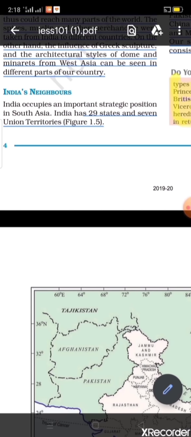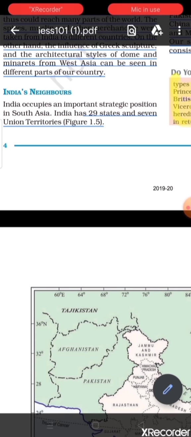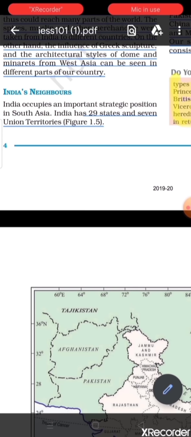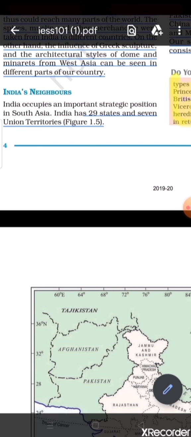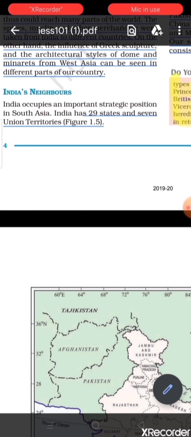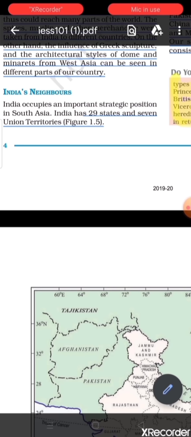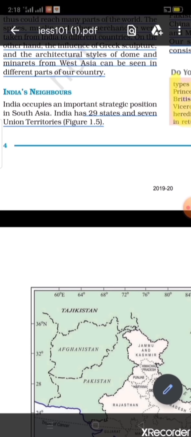In this topic, we will come to know about our neighbors and India's relation with its neighbors. India occupies an important strategic position in South Asia. We have already discussed in the previous topic how the location of India helped India make contacts with other countries from ancient times.